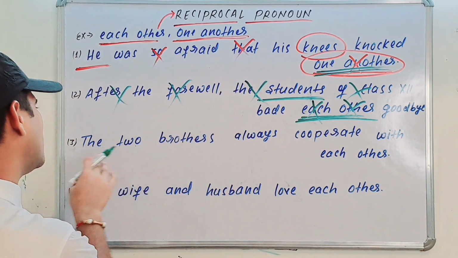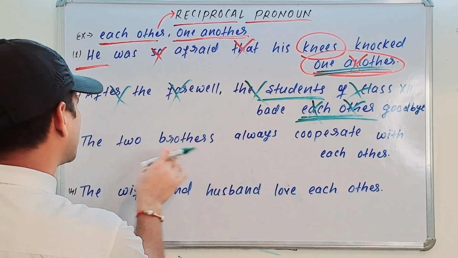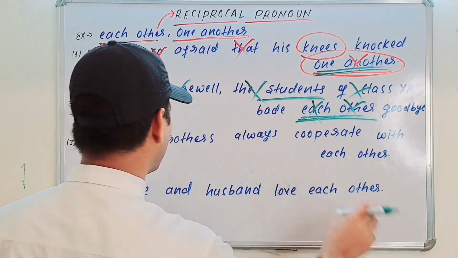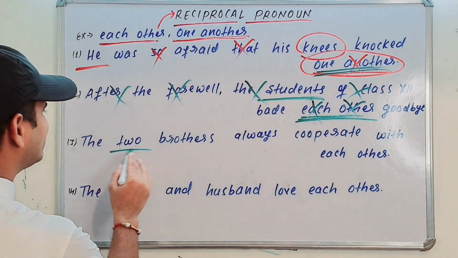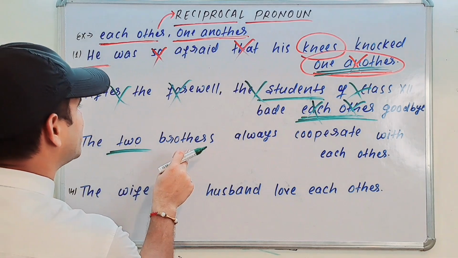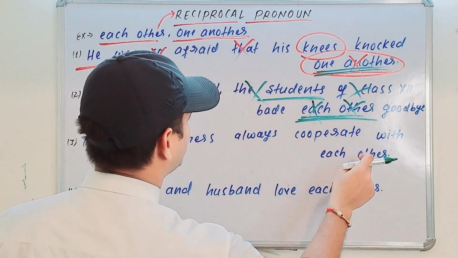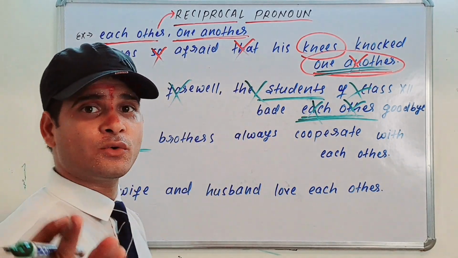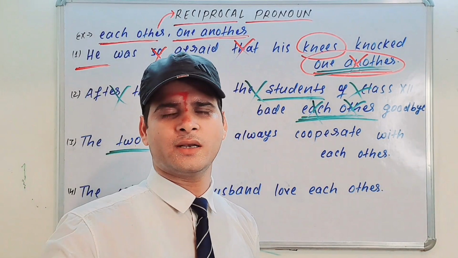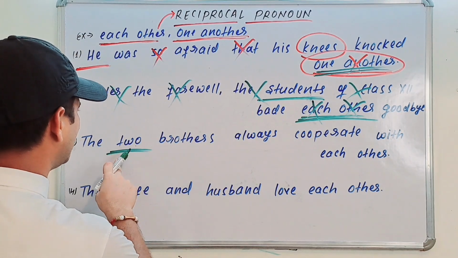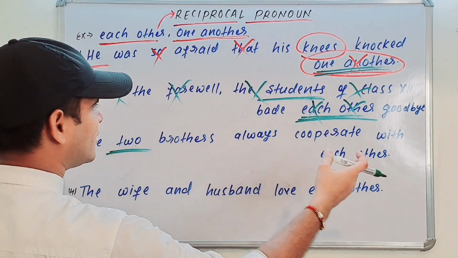The third one here: the two brothers always cooperate with each other. Right sentence, because it is fixed. There are only two brothers. The two brothers always cooperate with each other. I told you each other is only used for two in number, not more than two. It is clear from the example, and it's mentioned here that there are only two brothers and they cooperate with each other.